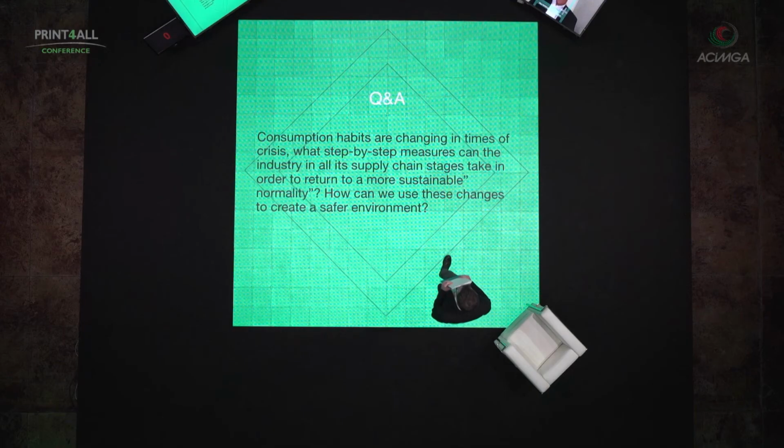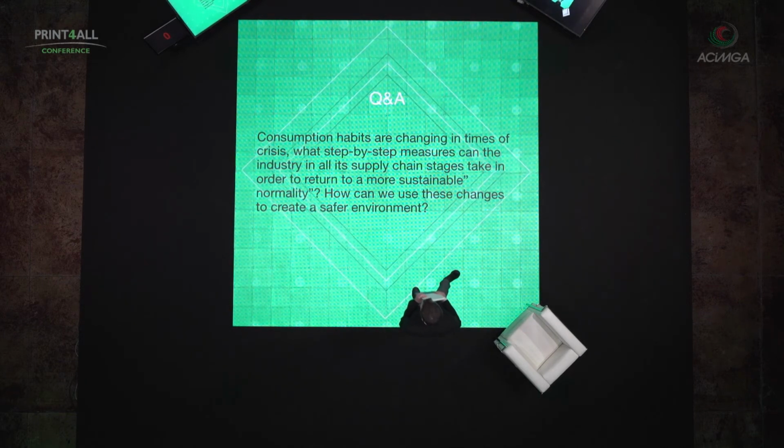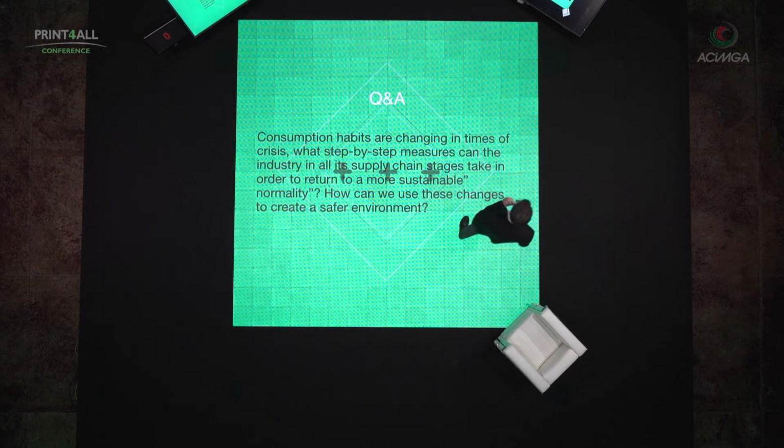Great. Let's hope it turns out like that and move to the first question. Consumption habits are changing in times of crisis. What step-by-step measures can the industry in all its supply chain stages take in order to return to a more sustainable normality? How can we use these changes to create a safer environment?